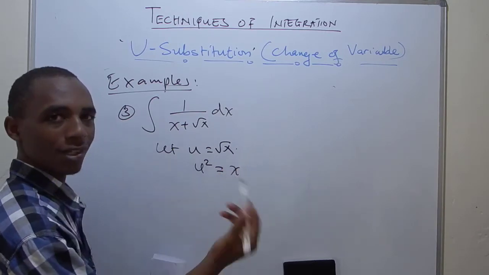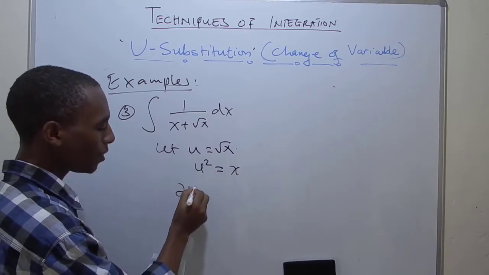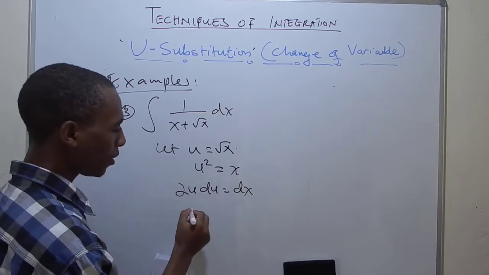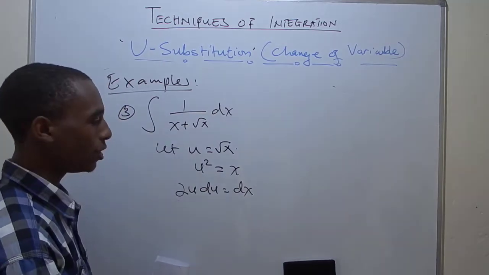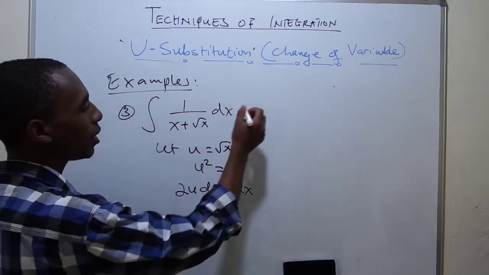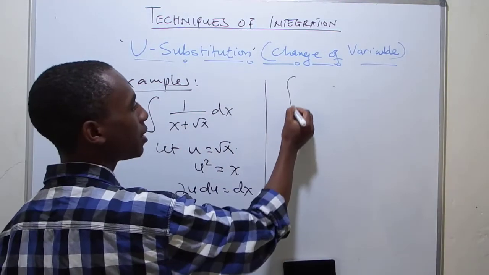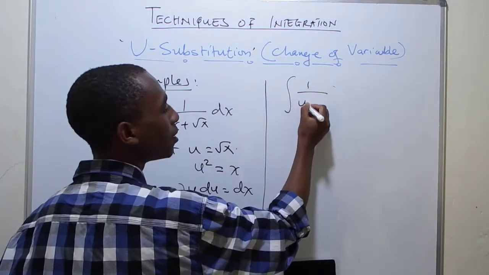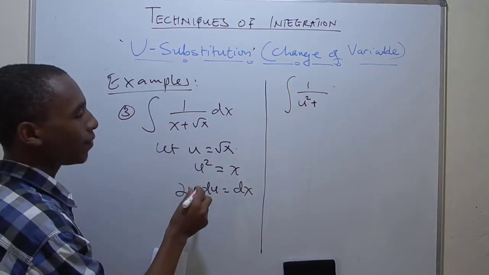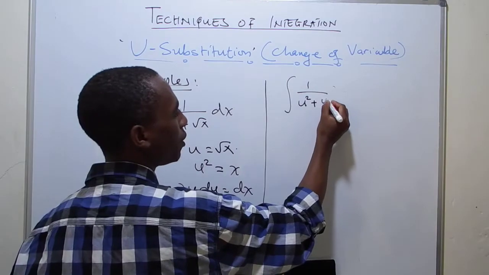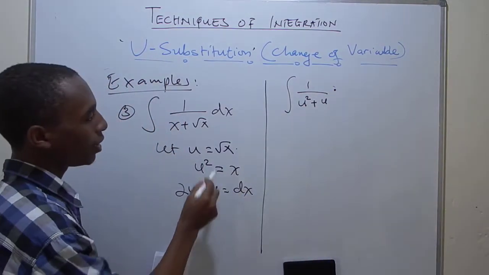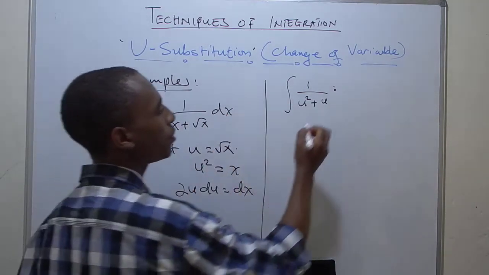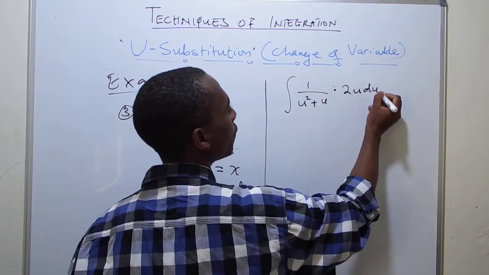I could use this or this, it doesn't really matter. So taking derivatives here, that's 2u du. This is just a dx. So you can see that dx is actually 2u du. I'll now substitute here. So that's the integral of 1 over, instead of having x, I'll have u squared plus, instead of having root x, I'll just have a u here. And then where we have dx, I'll substitute that with 2u du. So this here is 2u du.